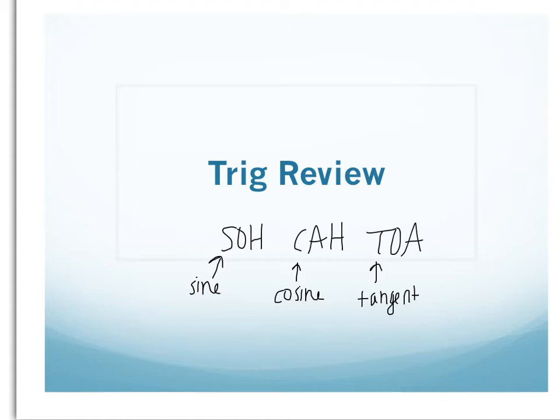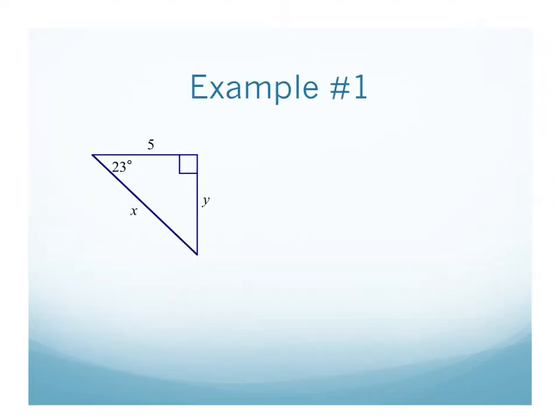So I thought that we would just do some examples. Looking at example number 1, you're going to have to find x and y. So at the top I'm going to write SOHCAHTOA. Okay, looking at the 23, the y is opposite, crossing the right angle. The x is hypotenuse, which means the 5 is adjacent. Now I'm going to have to set up a ratio to find x, and I'm going to have to set up a ratio to find y.